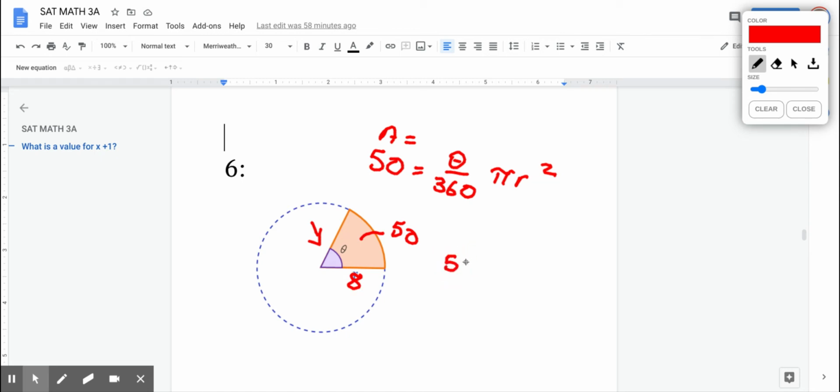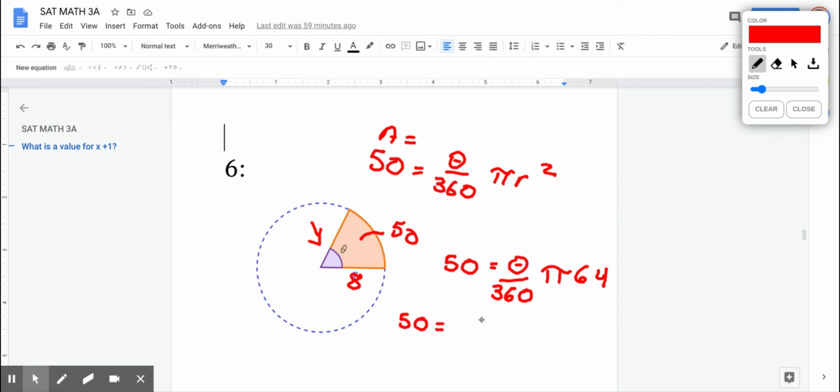So now we can do more. So we're going to say 50 equals theta. You don't care if it's theta or x. It's just a fancy Greek letter. And then we're going to say pi, using your pi button. R squared is 64, so we have that already. Okay. So now it's just doing simple algebra. If you do 64 times pi, so we'll have it over here, we'll have 50.